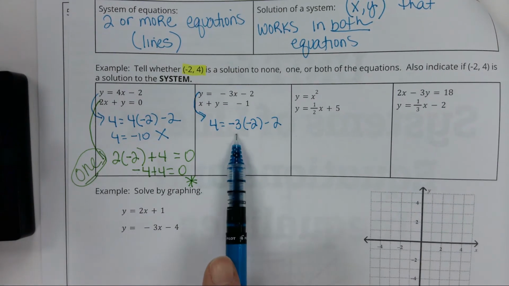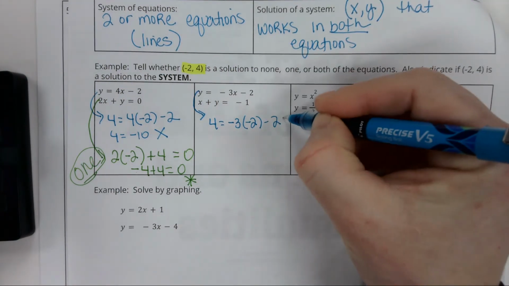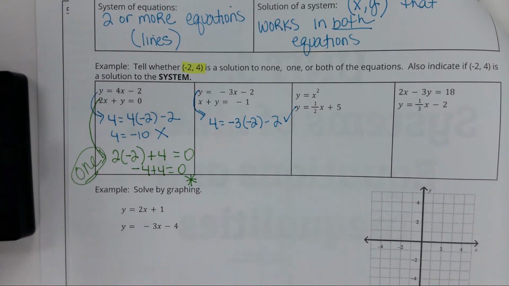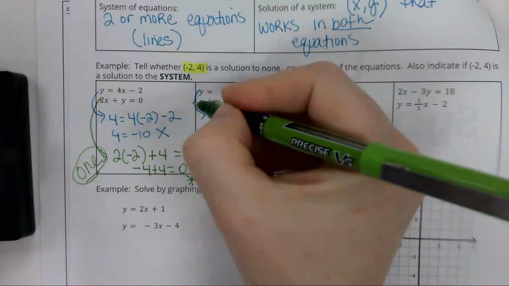Yeah, negative 3 times negative 2 is 6. 6 minus 2 is 4. Works in the top. You guys don't do math that quick. Well, if you're not good at that mental math, then you've got to get your calculator out and follow with us, okay? Let's put it in the bottom.